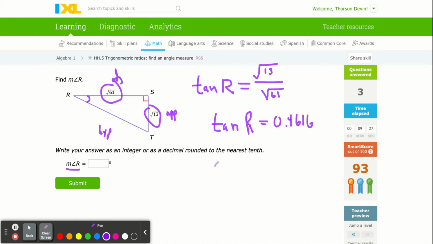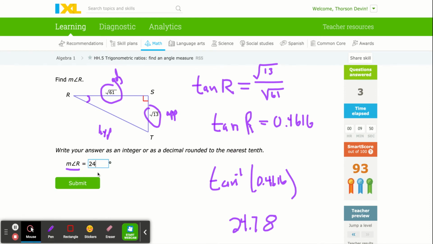0.4616. Now I have to take the inverse tangent of that 0.4616, and that gives me an angle measure of 24.78, which if I round to the nearest tenth, it's 24.8. And that's what I type in here, 24.8.